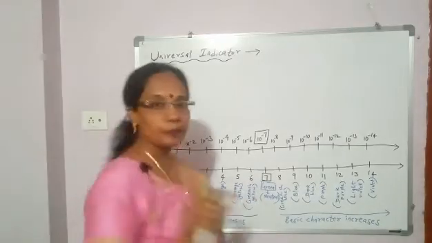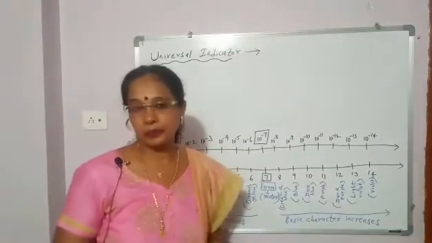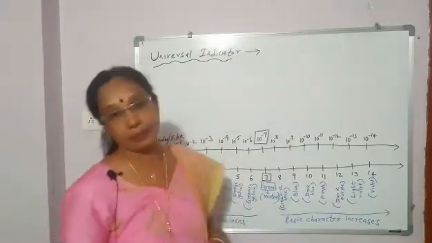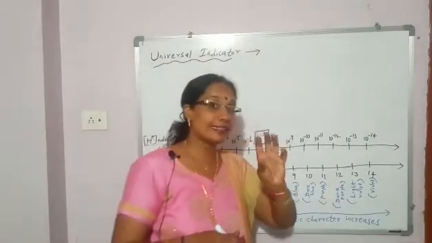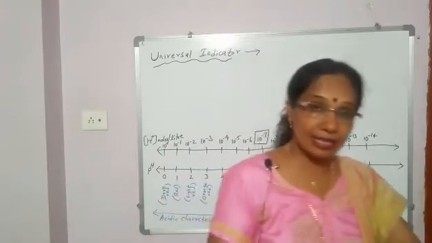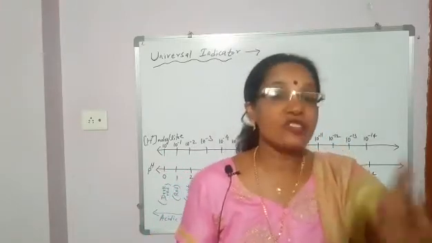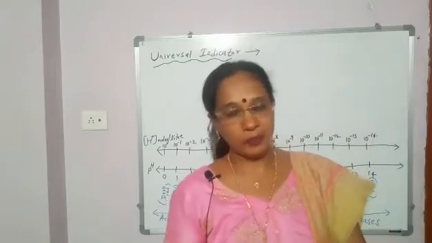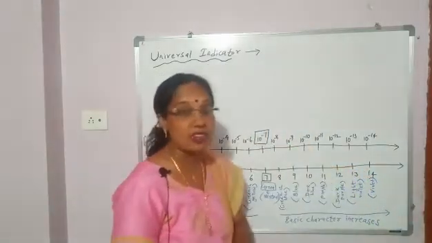Yes, students. Now next, universal indicator. What is universal indicator? Indicators are chemical compounds used to test whether the given solution is acidic or basic by change in color. But here there is a slight difference.